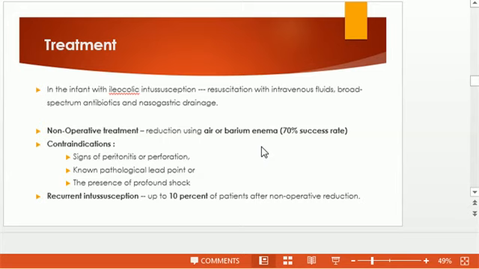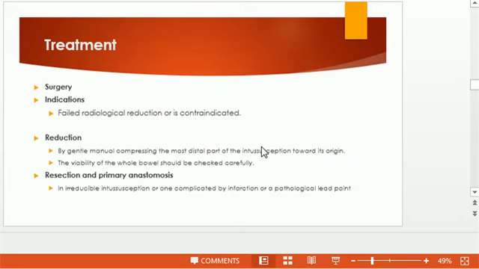So surgery is required when radiological reduction has failed or it is contraindicated. So what are the indications of surgery? Failed radiological reduction, so non-operative treatment when it has failed, or there are contraindications for non-operative reduction, which we already know. We have enumerated those contraindications.